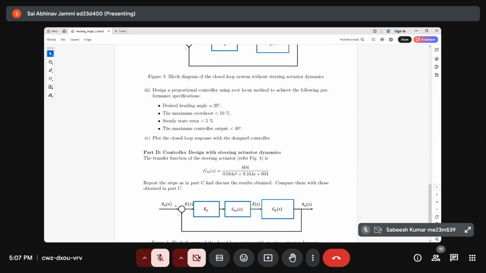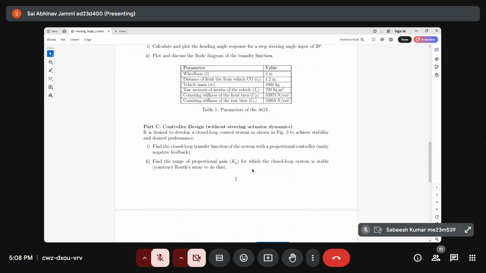Part D is when we include the steering actuator dynamics. All right, so I'll switch to the MATLAB window.